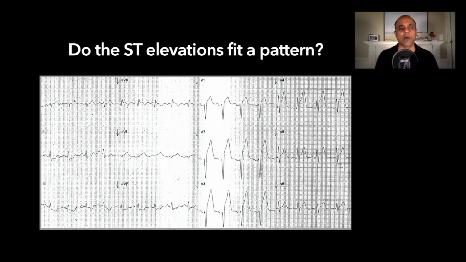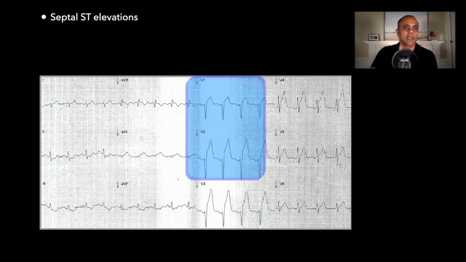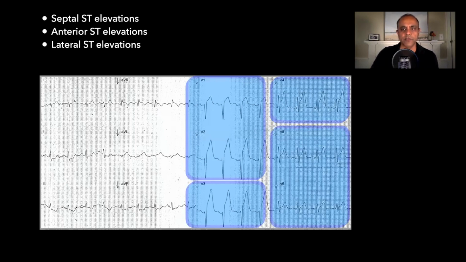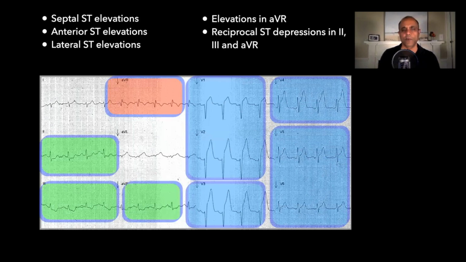Back to the 12 lead now, and take a look at it again. Do you see a pattern of the ST elevations? Well, there are septal elevations for sure. There are anterior elevations, lateral elevations. AVR is up too, along with reciprocal changes in the inferior leads, and that makes sense. But this is a 39-year-old male. And if he had all these elevations as a result of an acute occlusion, he'd be really sick. He'd be crashing, he'd be shocking, and he isn't.